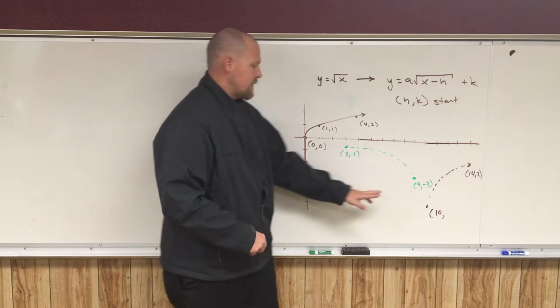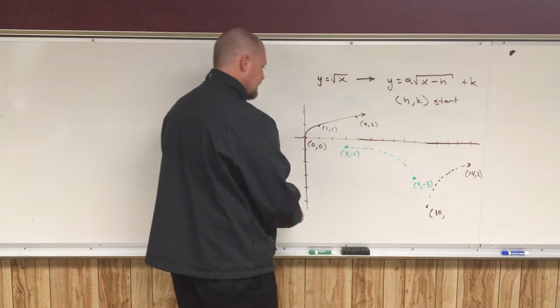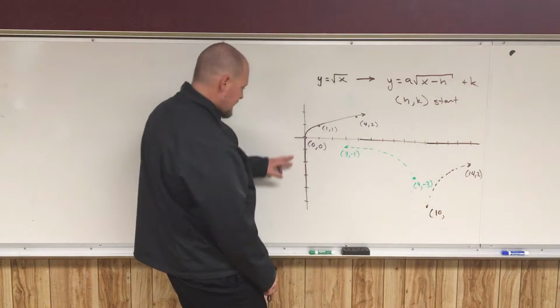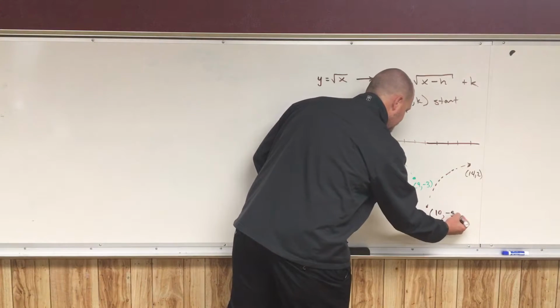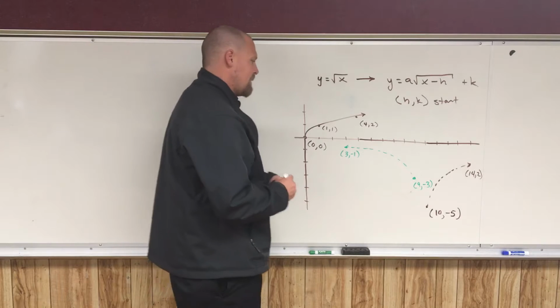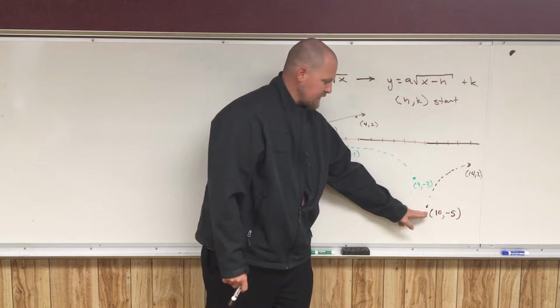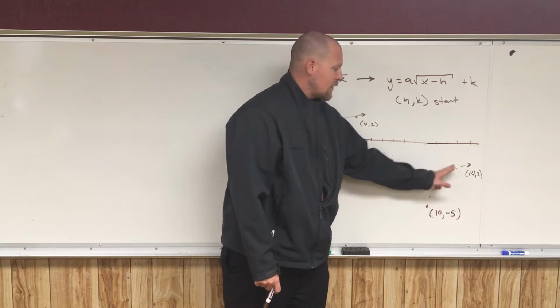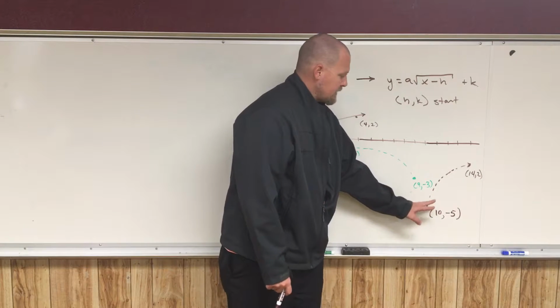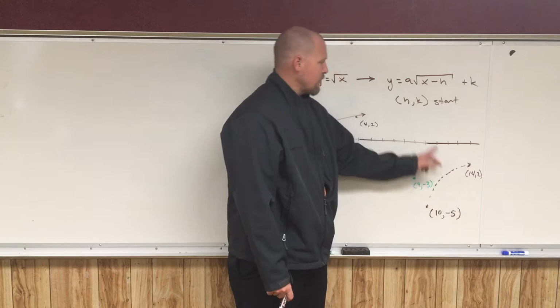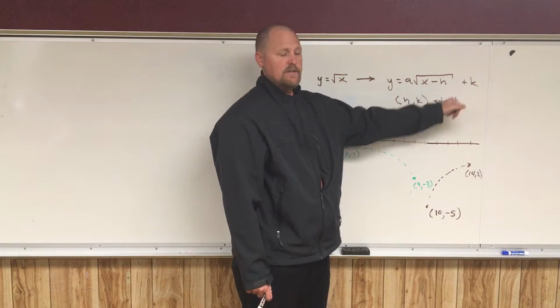So I want to start with this function over here. I forgot to put the y value, but let's say that y value is negative 5. So I have a square root function that starts at 10, negative 5 and goes through the point 14, 2. I want to make sure that this line is modeled by this type of equation.